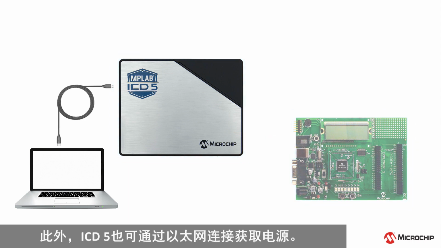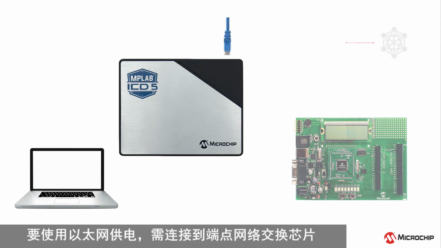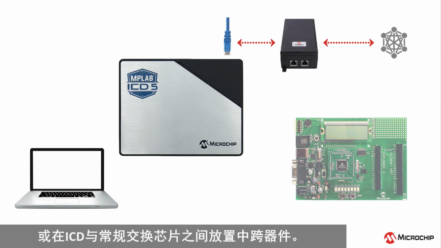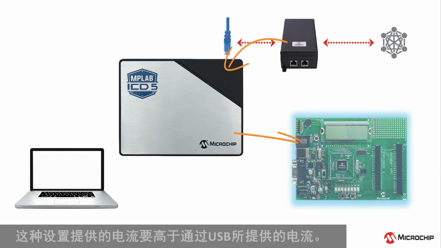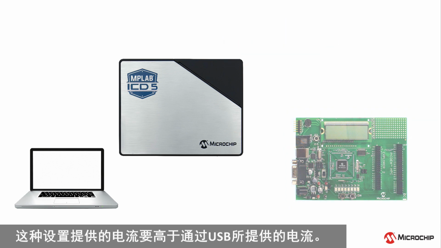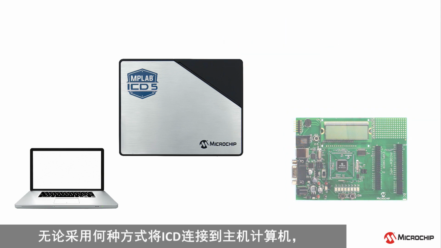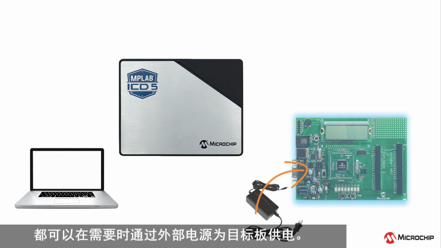Alternatively, the ICD 5 can obtain power from an Ethernet connection. To use power over Ethernet, connect to an endpoint network switch, or place a midspan device between the ICD and a regular switch. Such a setup can deliver a higher current than possible through USB. Regardless of how you connect the ICD to your host computer, you can always power the target board through an external supply if required.